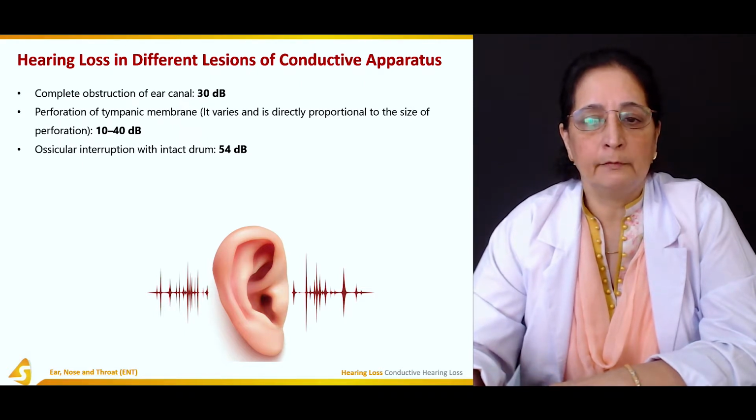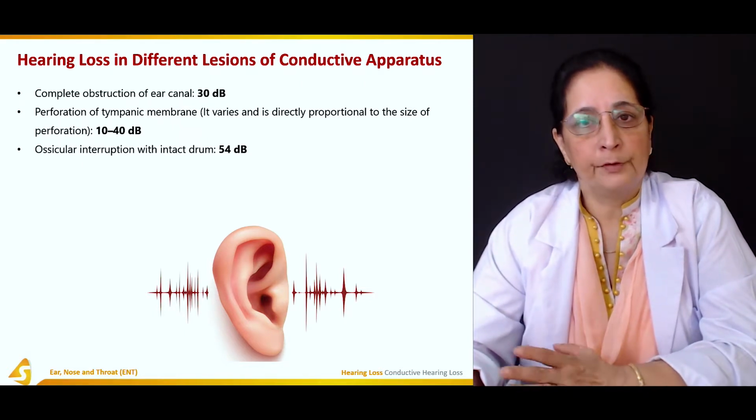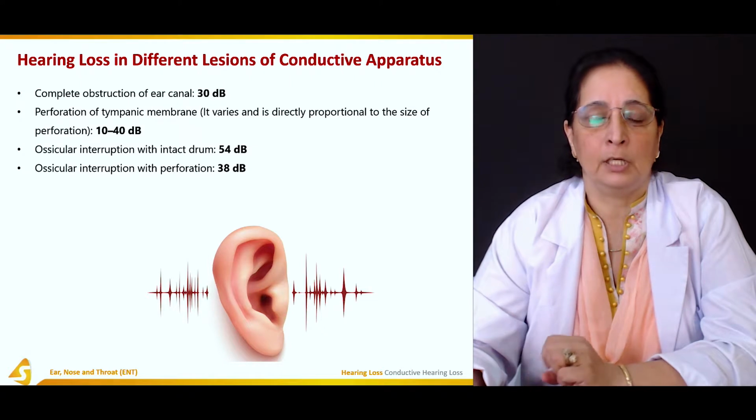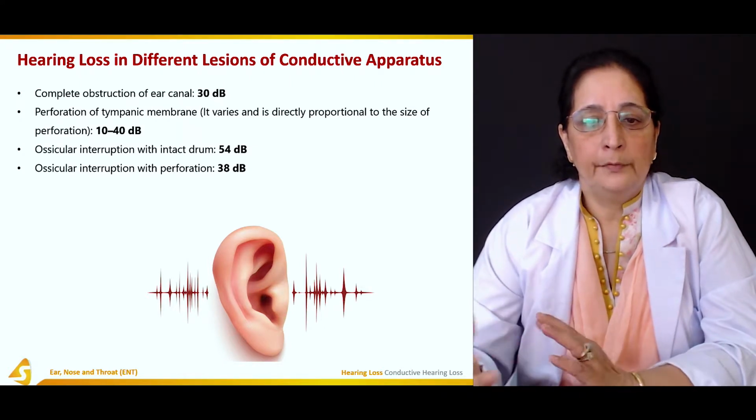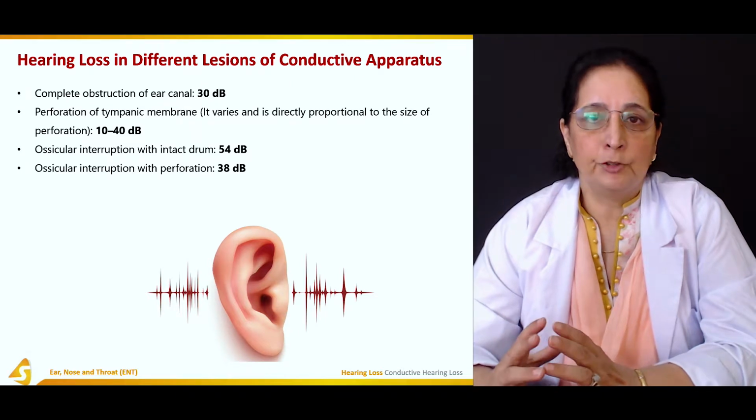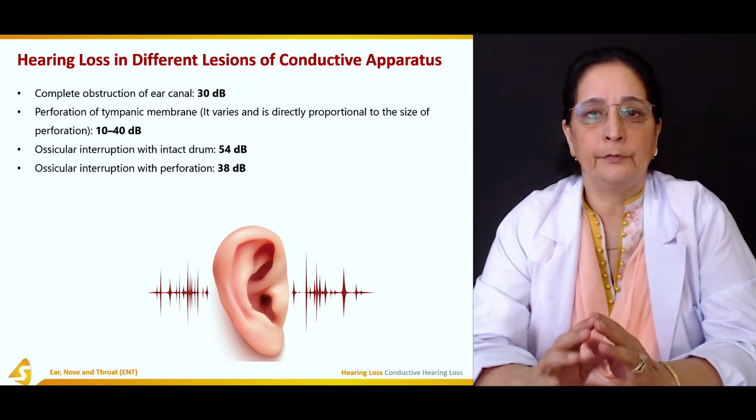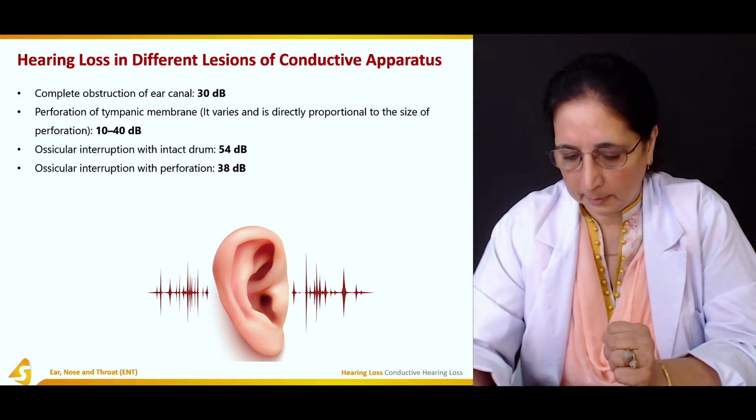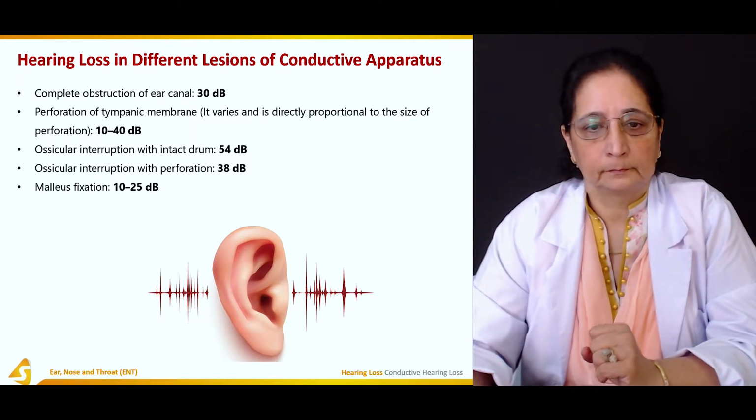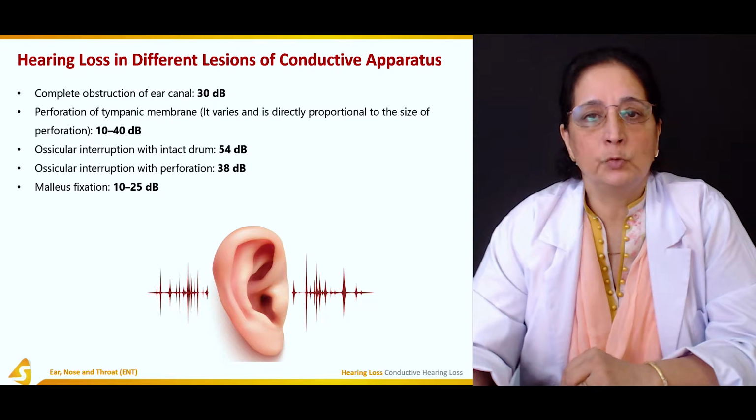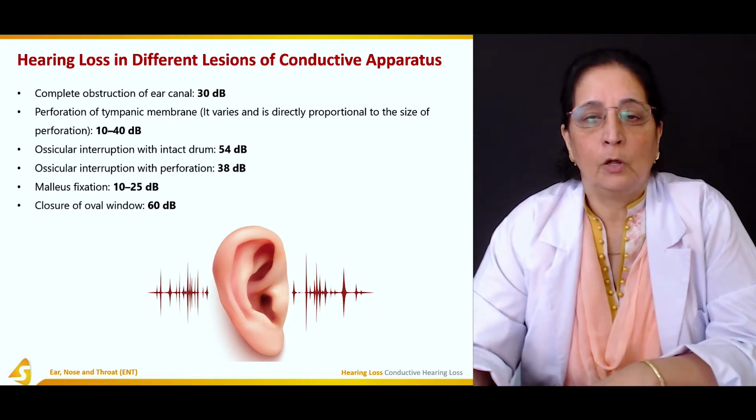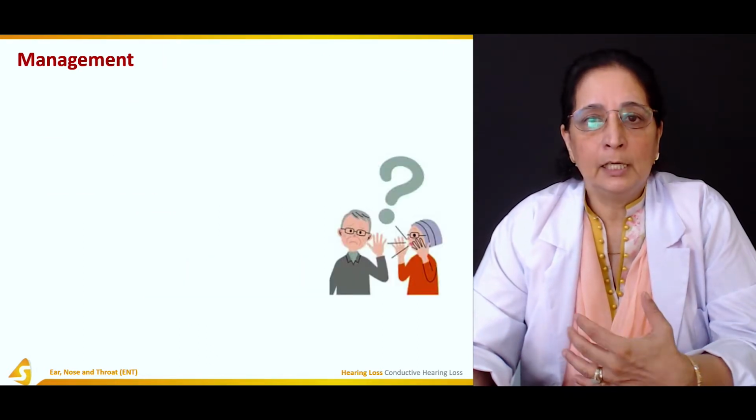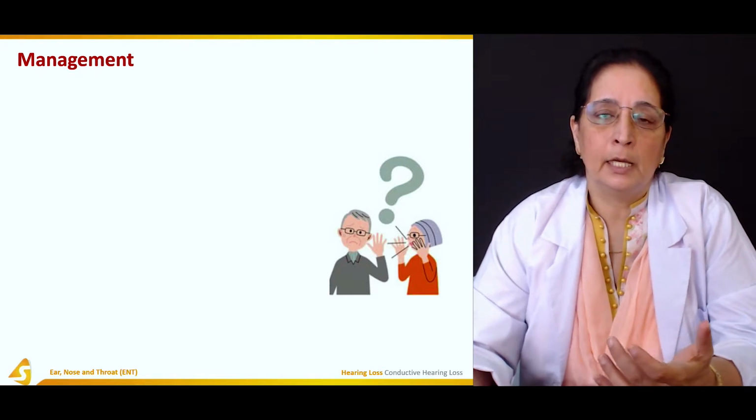Ossicular interruption with intact drum, usually 54 decibel. Ossicular interruption with perforation, 38 decibel. So the intact drum plays an important role. If there is perforation of the drum, the hearing loss is less as compared to the intact drum. Malleus fixation, 10 to 25 decibel. Closure of oval window is 60 decibel. So that was all the causes, and how much hearing loss there is.